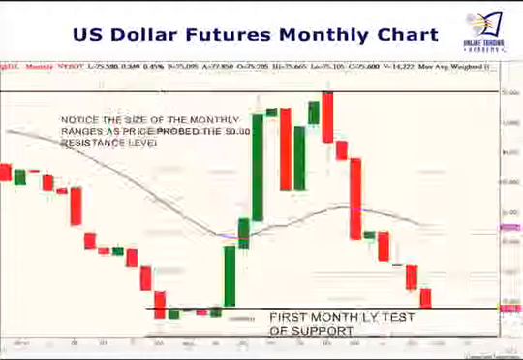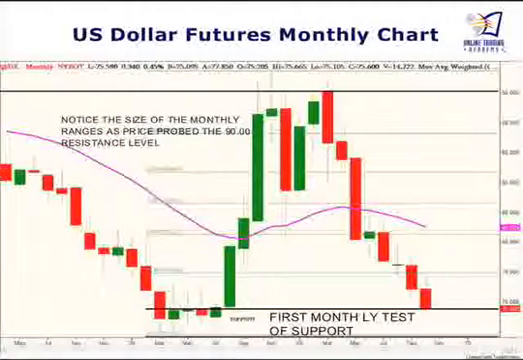So this is a larger chart so that we can see here. I just wanted to show you that resistance area, which you cannot see on this chart anymore. But next thing I want you to notice is the size of the monthly ranges as price probed the 90 resistance area. See how price rallied up here? The next month, these are monthly candles now, we actually had a smaller candle here, a smaller range, a lot lower volatility. And notice I put a Fibonacci retracement line on here. We actually probed the 38 Fibonacci, and we found some buyers. And then we kind of bounced back up into this resistance area again.